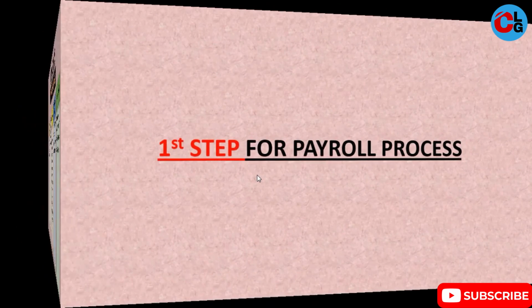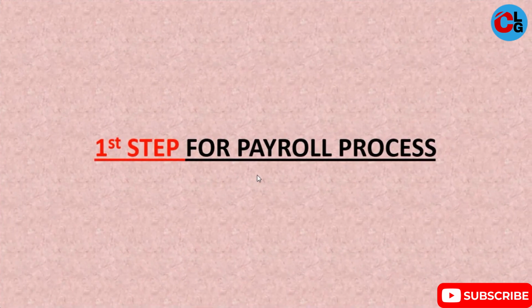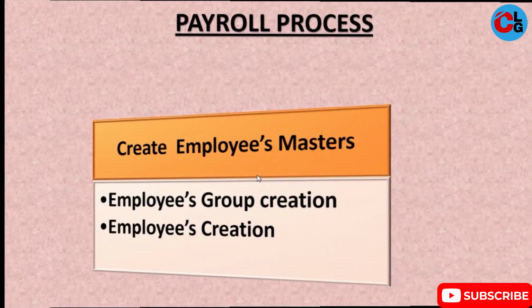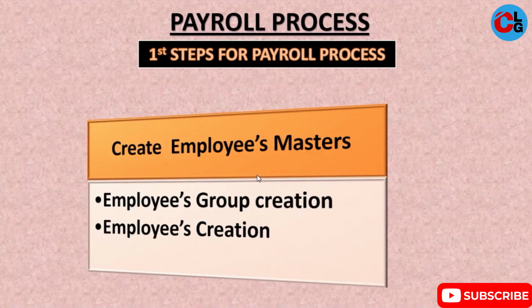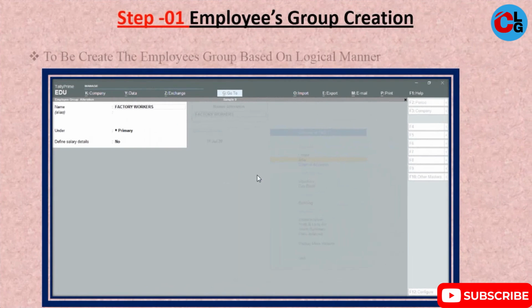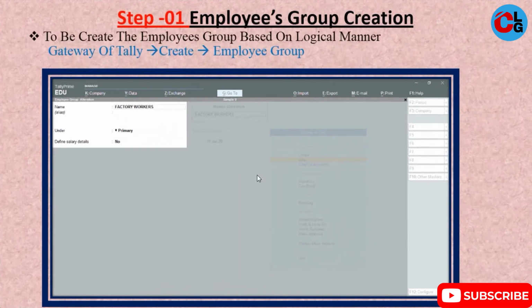So the first step for the payroll process is employee master creation. Under the employee master creation, there are two very important things. The first one is employee group creation, and the second is employee creation. Now we are going to look at them. The first one is employee group creation.